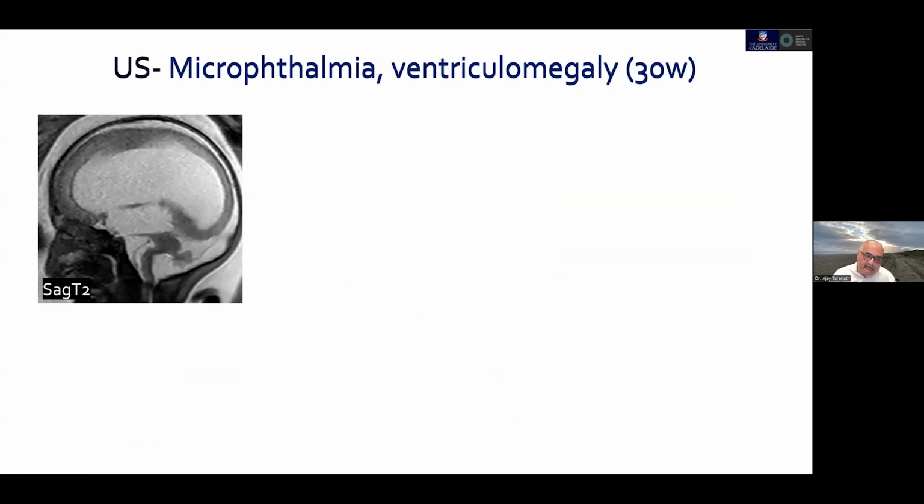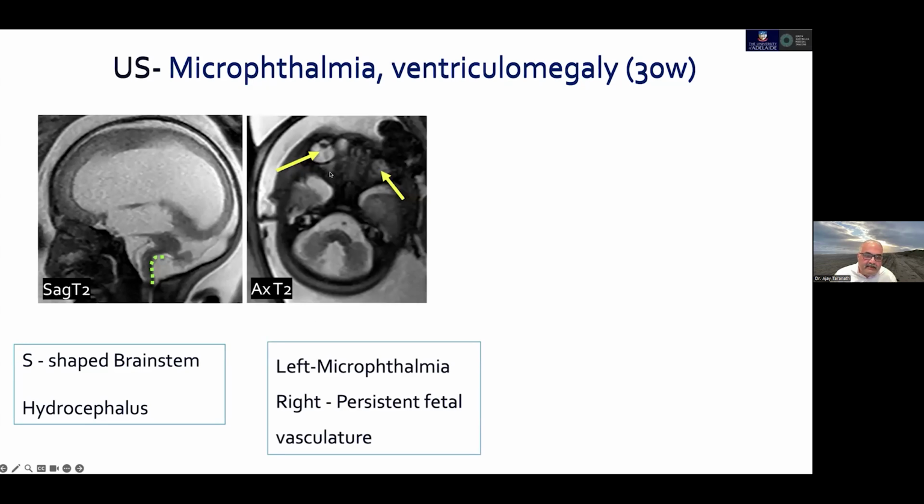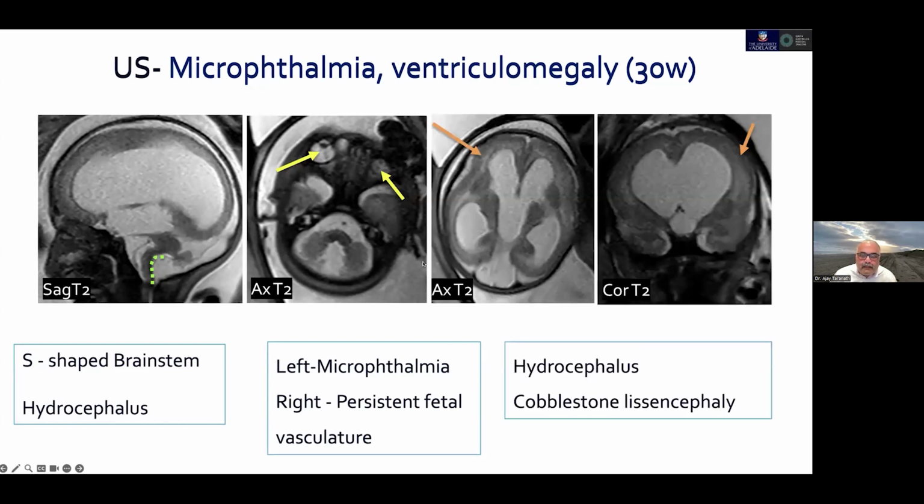Now, moving on, this particular ultrasound at 30 weeks demonstrated a microphthalmia and ventriculomegaly. Most of you would have got the diagnosis by now. This is an S-shaped brainstem, ventriculomegaly, loss of lamination, persistent fetal vasculature, which we added to the ultrasound finding, microphthalmia. And then we see this diffuse, at 30 weeks, I need to see more sulci here. There's virtually no sulcus, and you have this thickened cortex, both sides.